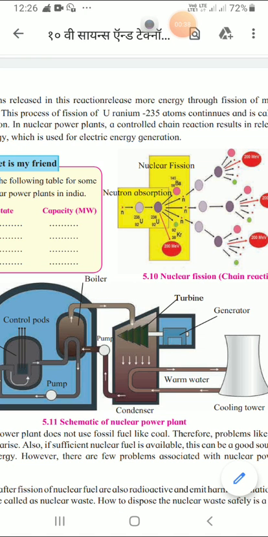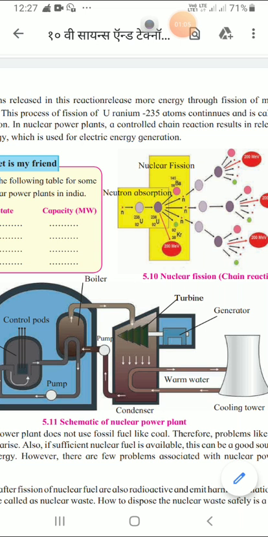First, air pollution due to burning of coal. When coal is burned, there is emission of some gases like carbon dioxide, sulfur dioxide, etc., which are harming our health. What is the second problem? When gases are emitted due to burning of coal, soot particles also come out.